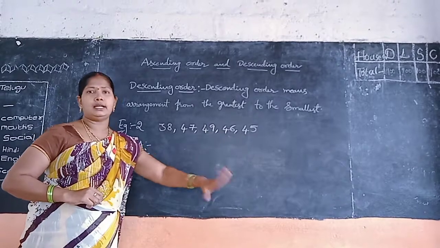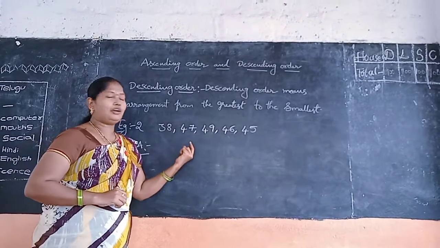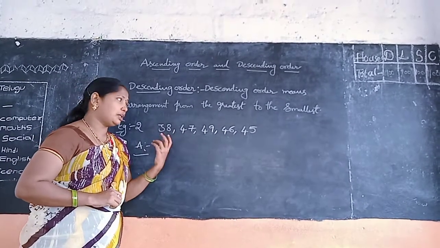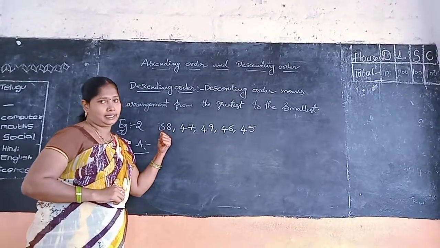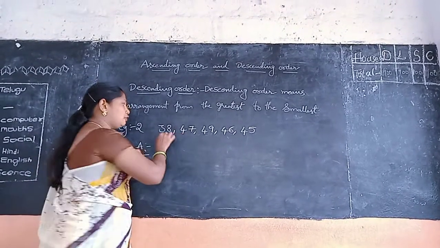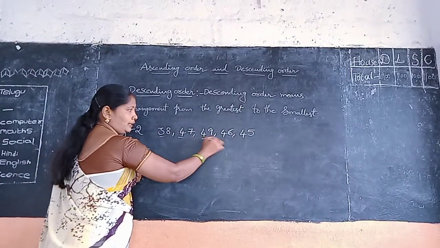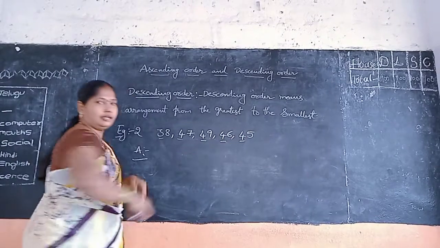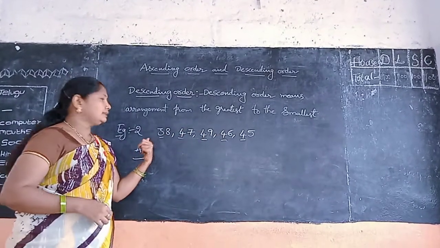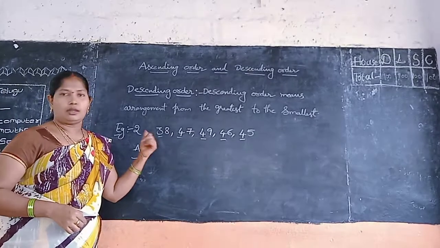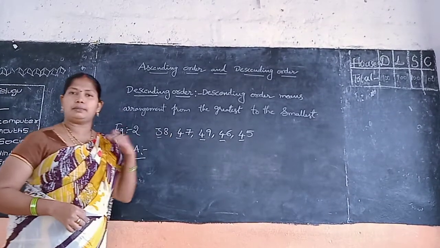All are 2-digit numbers. You first find out which is the biggest number. In 38, the tens place value is 3. In the others, the tens place value is 4. One number is 38 with 3 in the tens place, and all the others have 4. Okay, how do we find out which one is the biggest?